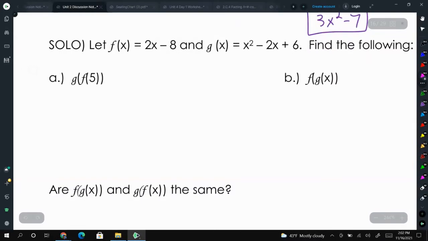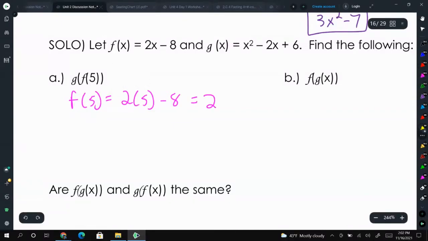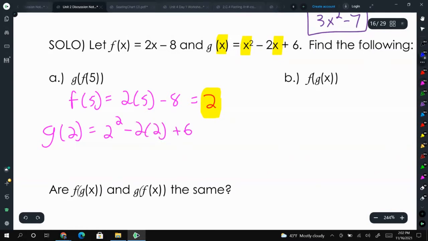So g of f of 5, I need to find out what f of 5 is first. f of 5 is going to be 2 times 5 minus 8. 2 times 5 is 10, minus 8 is 2. So now I'm going to take that 2 and plug it in for g of x. So each x is going to get replaced by 2. So I'm really going to find g of 2. We have 2 squared minus 2 times 2 plus 6. So g of 2 is going to be 4 minus 4 plus 6, or just 6.